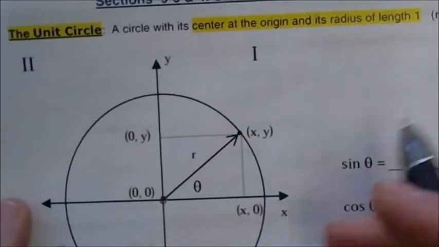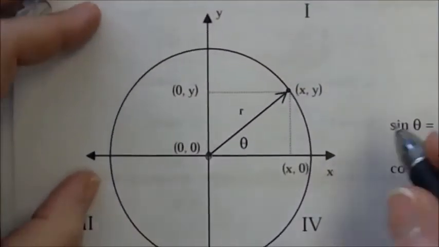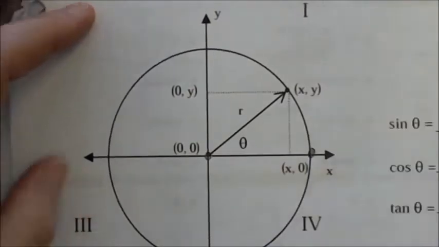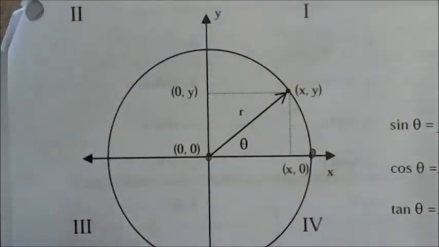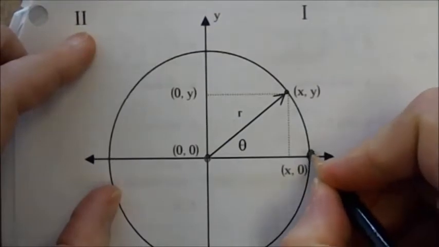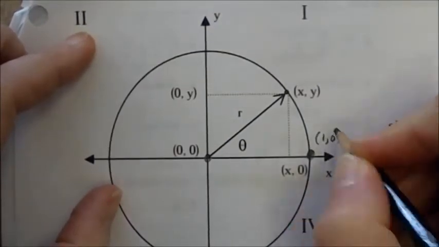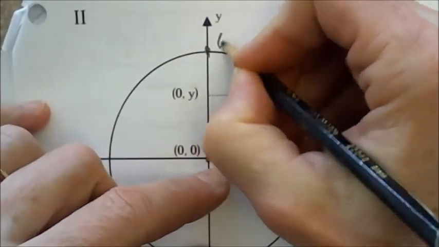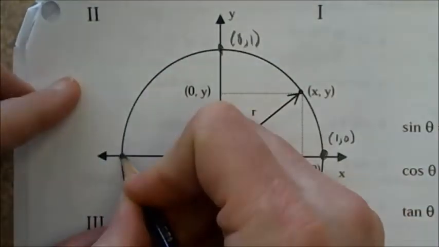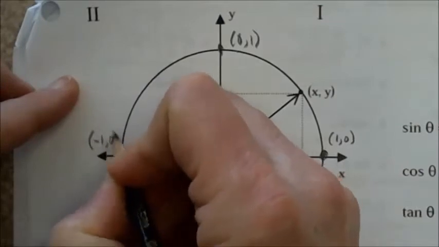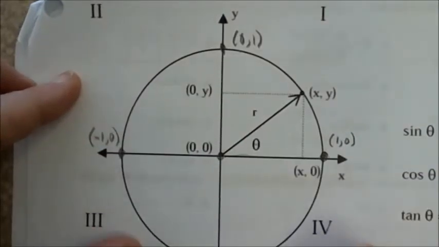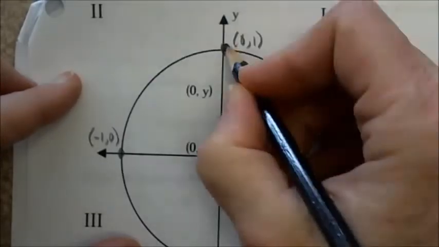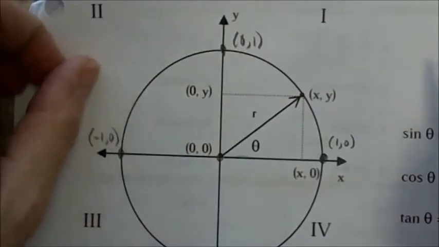So what I've done is I've blown up this unit circle a little bit, but there are some really important points on it. This point over here is 1, 0, because the radius is 1. This point up here is 0, 1. Back here, this point is negative 1, 0. And down here, this point is 0, negative 1. So those are 4 really important points on the unit circle.